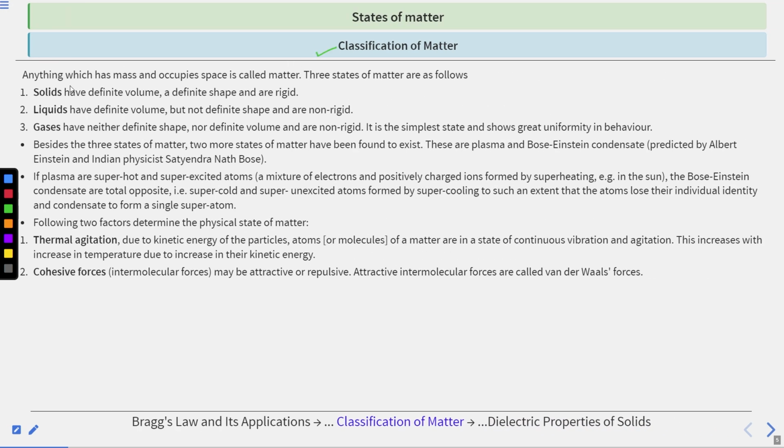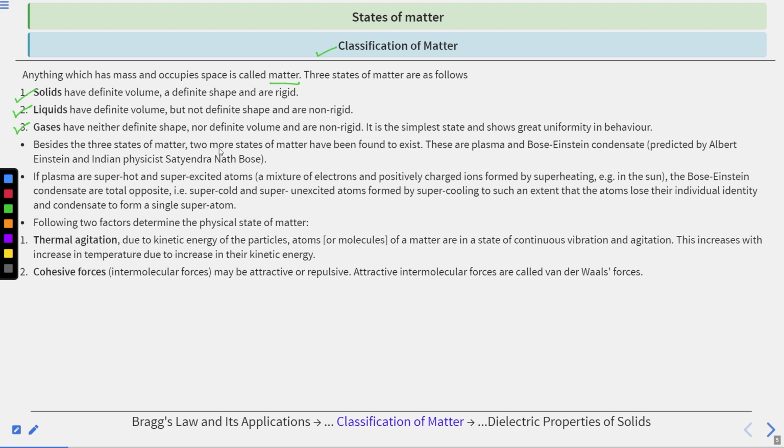Classification of matter. Anything which has mass and occupies space is called matter, and the three states of matter are solid, liquid, and gases. Solids have definite volume, definite shape, and they are rigid. Liquids have definite volume but not definite shape, and they are non-rigid. Gases have neither definite shape nor definite volume, and they are non-rigid. It is the simplest state and shows great uniformity in behavior.